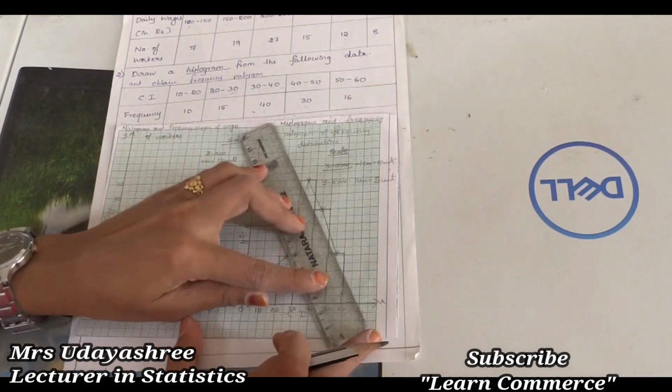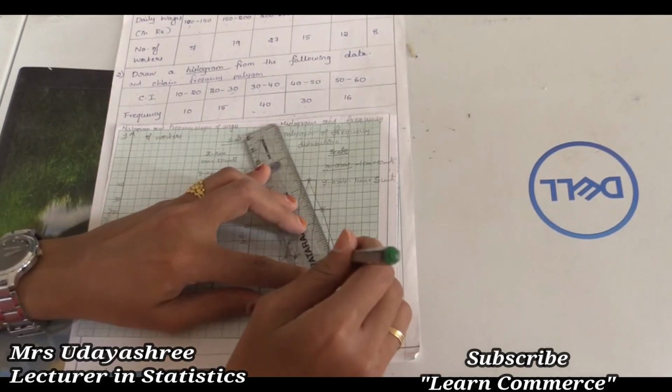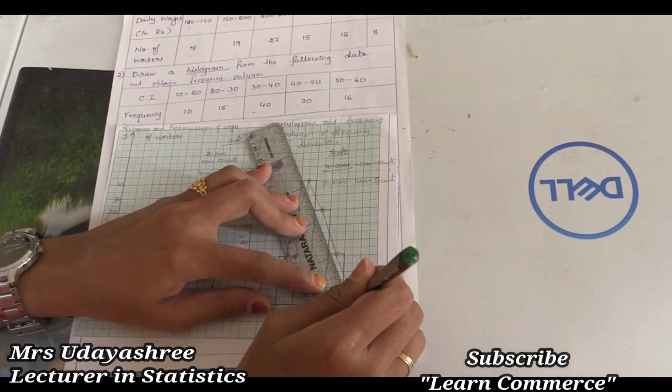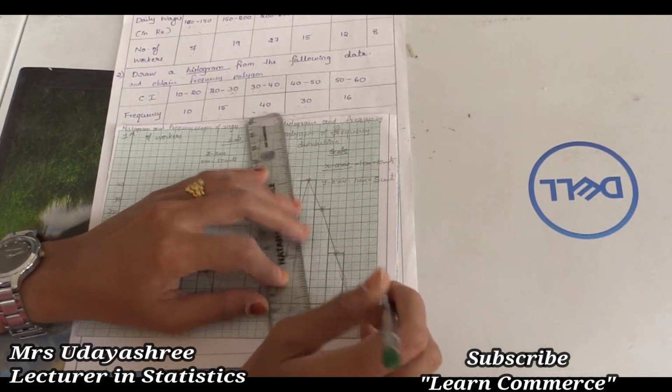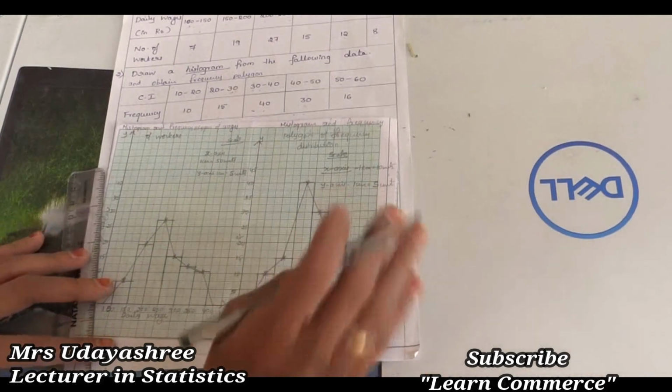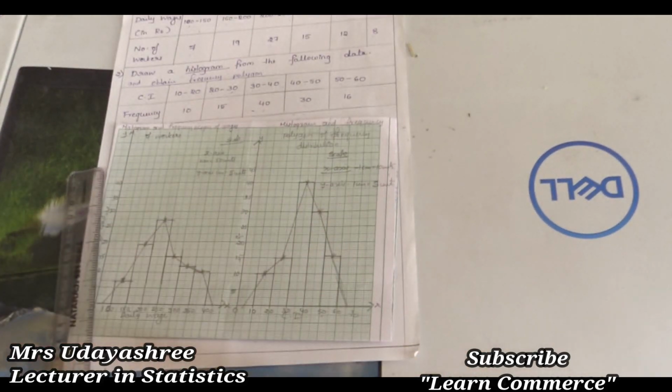These broken lines are joined to the imaginary midpoint of the class interval in x-axis like this. So this is all about frequency polygon.